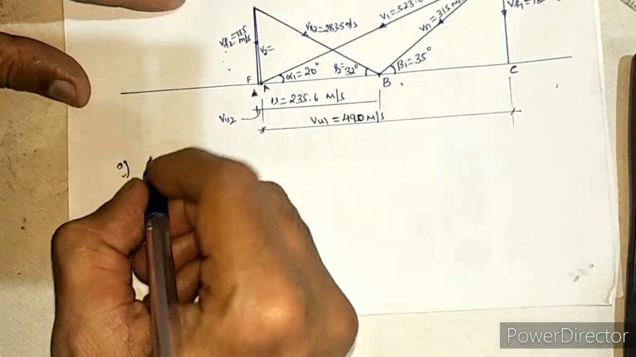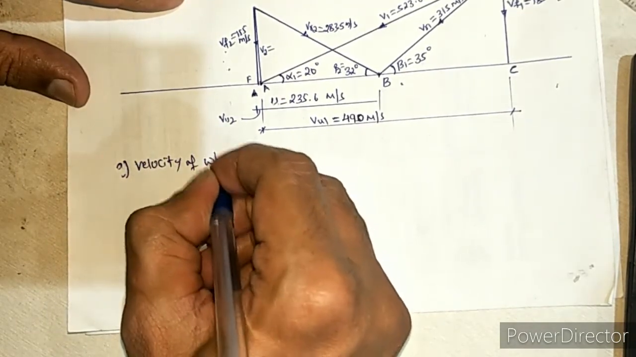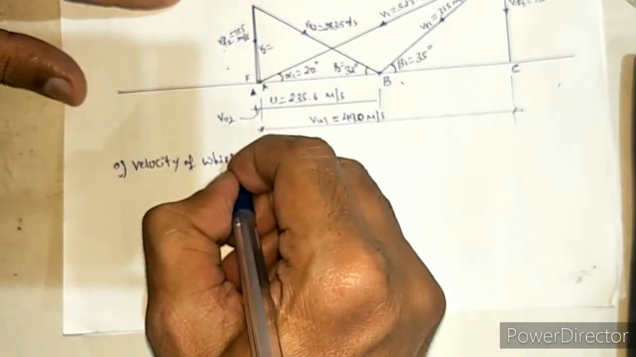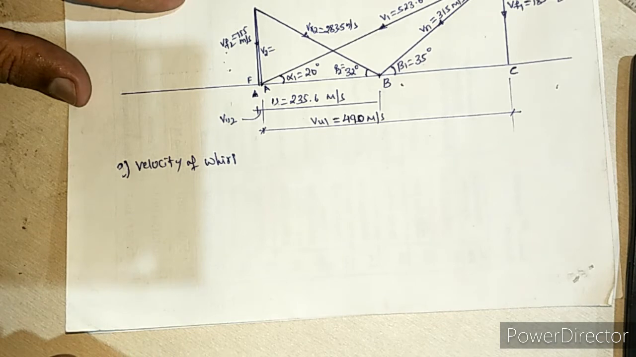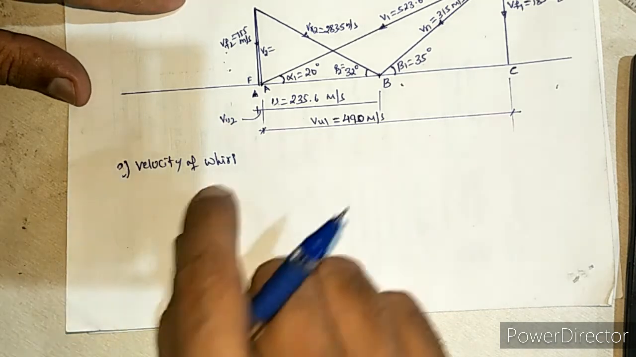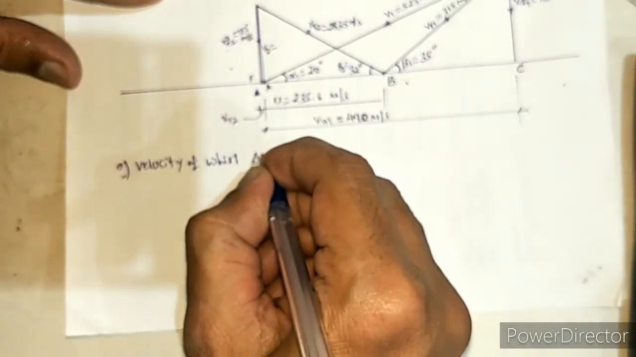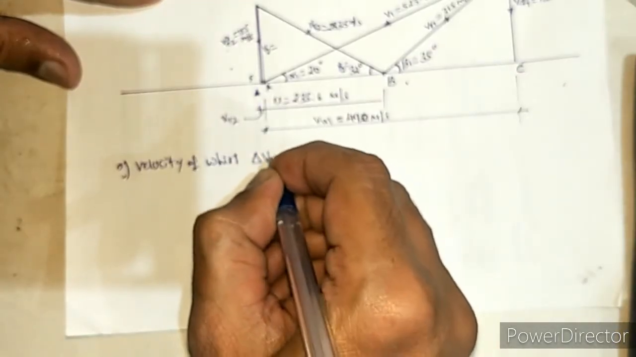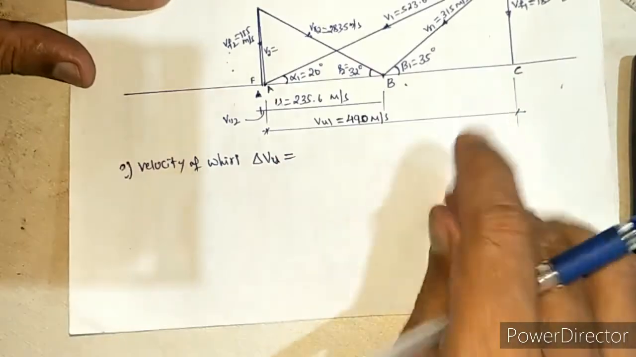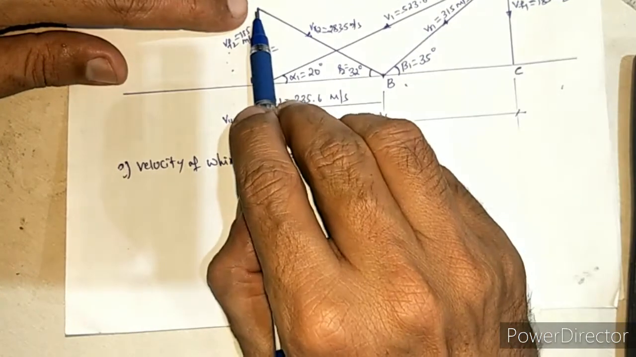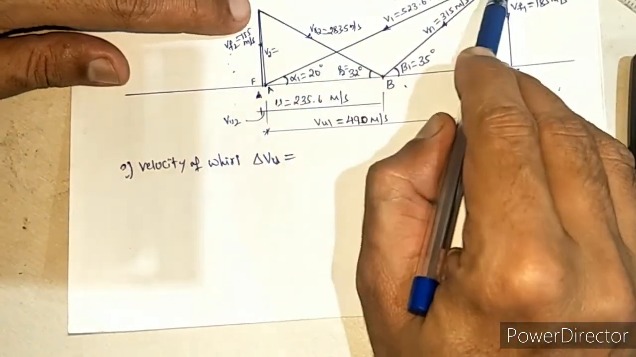What is A bit? A bit is the velocity of whirl. So whirl is nothing but a twisting moment. So whirl is nothing but a turn in a twist, or it is a spinning motion, that we call velocity of whirl. So this is given by delta VU. How are you going to calculate this delta VU? It is the distance between the point E and D.